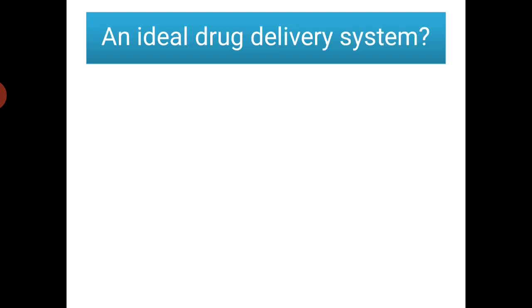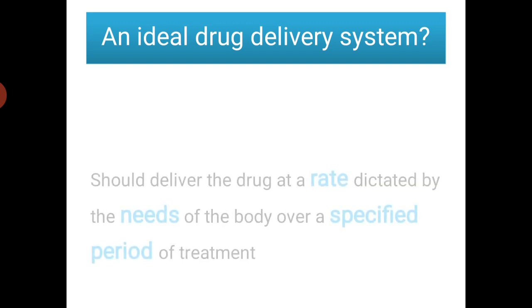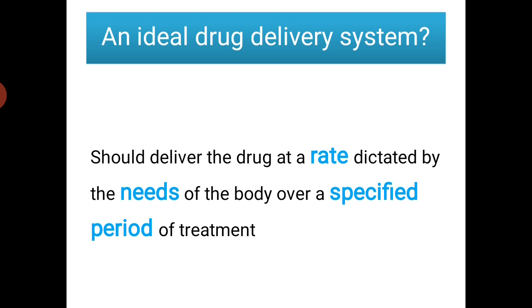Now, what are the characteristics of an ideal drug delivery system? It should deliver the drug at a rate dictated by the needs of the body over a specific period of treatment. That means we are listing 3 points. First is the rate, second is the need, third is the specified period. An ideal drug delivery system is a system that delivers the drug into your body, that we call a drug delivery system.